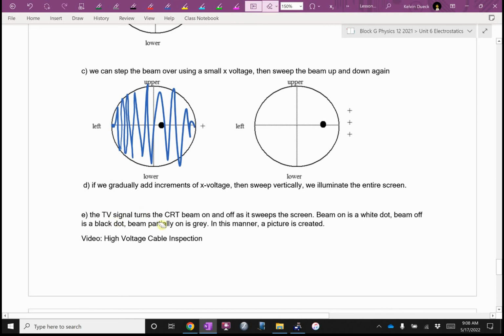The TV signal turns the cathode ray beam on and off as it sweeps the screen. So beam on is a white dot. Beam off is a black dot. Beam partially on, gray. And that's how you got the 3 shades for a black and white TV. Then when we went to 3 electron guns, we got color TV.